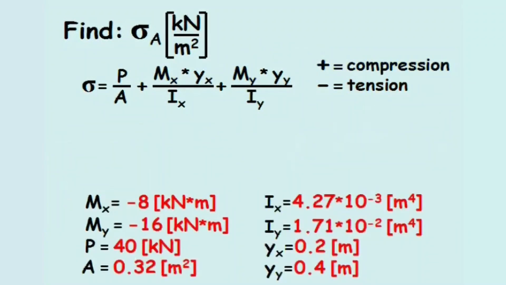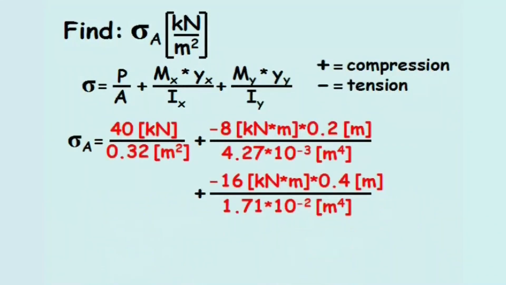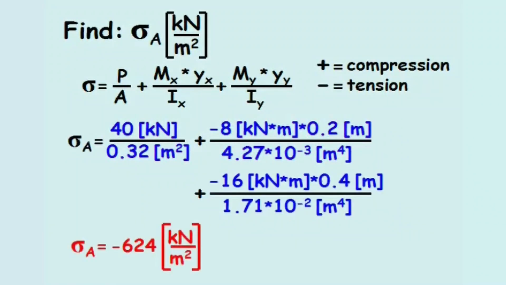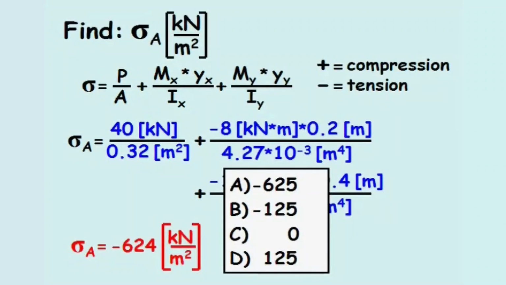If we substitute in all 8 variables into the equation for normal stress, the normal stress at point A equals negative 624 kilonewtons per meter squared. When reviewing the possible solutions, the answer is A.